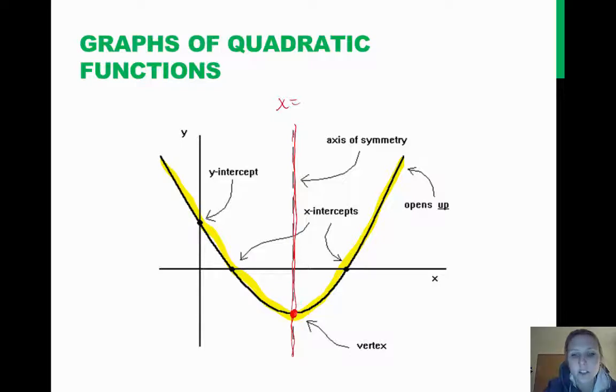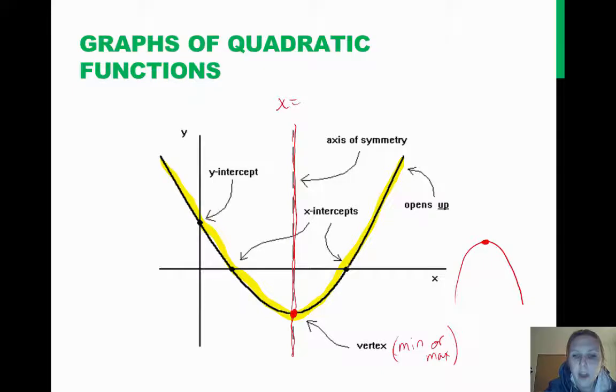Here's our vertex. You could say that the vertex is either the minimum or the max of a parabola. In this case, it's the min, because notice that the parabola is opening upward, so it's the lowest point on the parabola. But if the parabola was opening downward, it would be the max of the parabola.